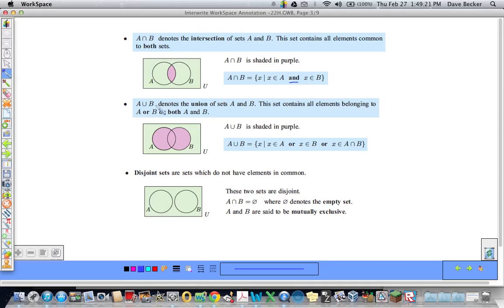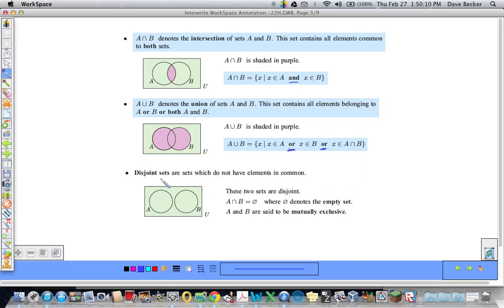A union B. They're in union. They're having a union. They're married. They share everything. Everything in A and everything in B is the union of A and B. So hence, everything is shaded. All of A and all of B is shaded. Set notation, A union B, is given by the set of X such that X is an element of A or X is an element of B. Or X is an element of A intersect B. I don't like that so much because that's a little confusing to understand. Or, I'm sorry, I don't know what's the matter with me. Or their intersection.